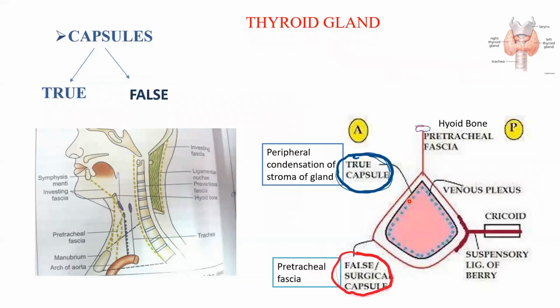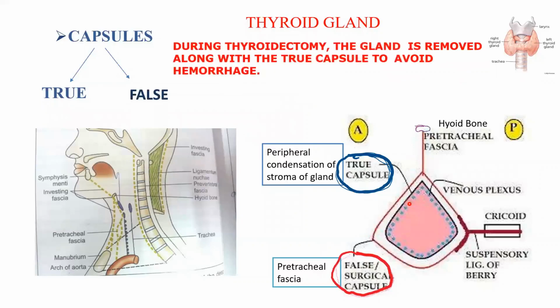The relation of the true capsule to the venous plexus is important during surgeries, as we should always remove the gland along with the true capsule, because trying to separate the true capsule from the gland can result in damage to the venous plexus. So during thyroidectomy, remove the gland along with the true capsule.